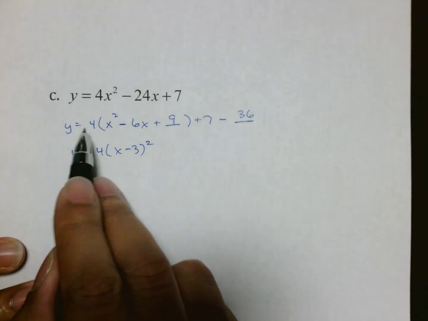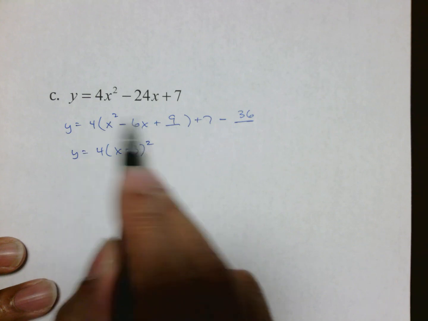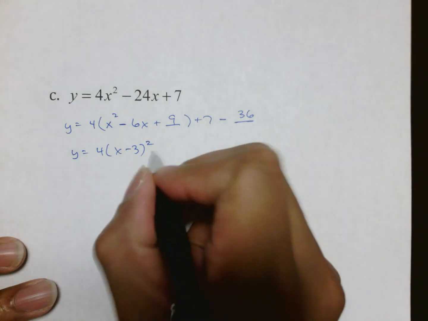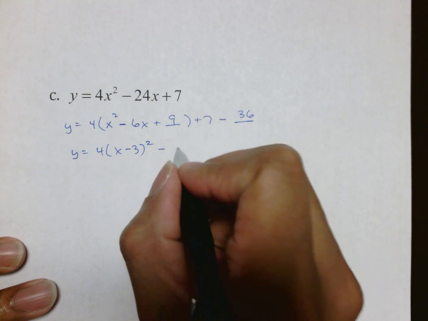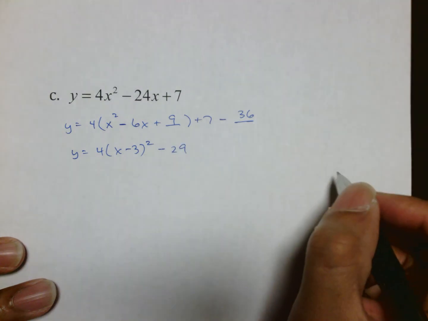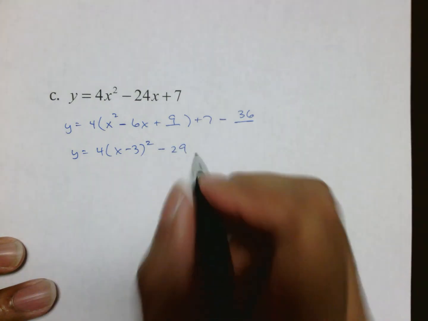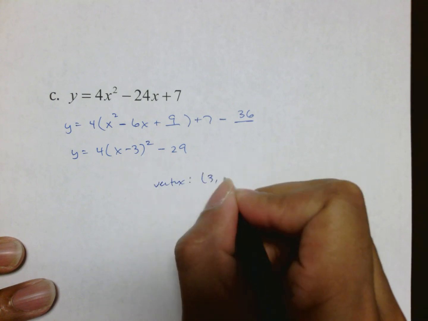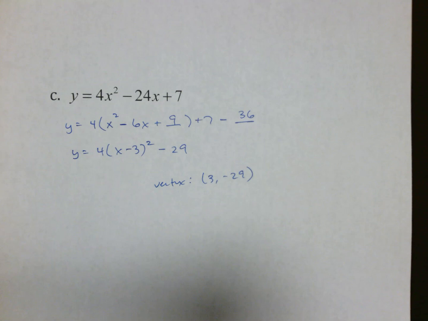Again, anytime there's a number out there or a sign, you have to make sure you understand that sign affects the number you put on the inside, which means that this ends up being negative, I think, 29. This is your vertex form with the vertex of (3, -29).